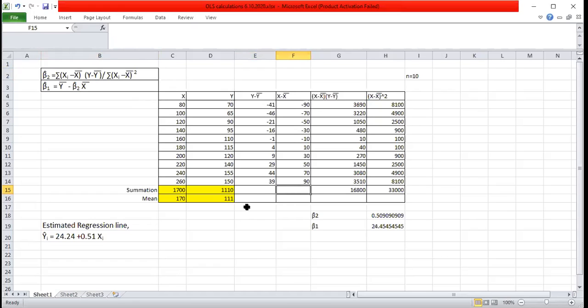Let me write it here. Summation of, let's see if I can copy from here. Yeah, summation of xi minus x bar here. This is what you are saying, okay? And also here, what is that? I'll copy. Summation of y minus y bar.